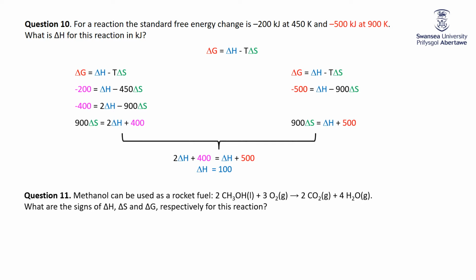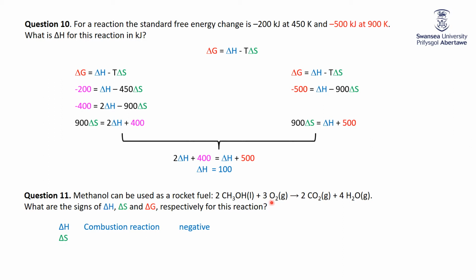Methanol can be used as a rocket fuel. What are the signs for delta H, delta S, and delta G, respectively? Well, first of all, it's a combustion reaction. All combustion reactions, here's that reaction with oxygen to give the oxides, all combustion reactions are exothermic, so delta H is negative. Now let's think about delta S.